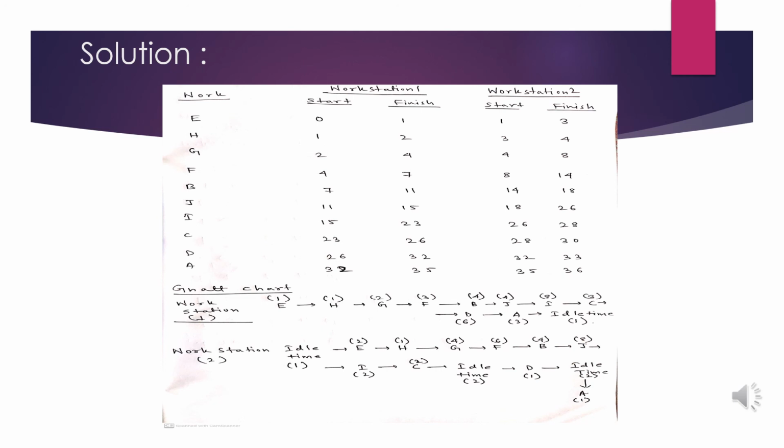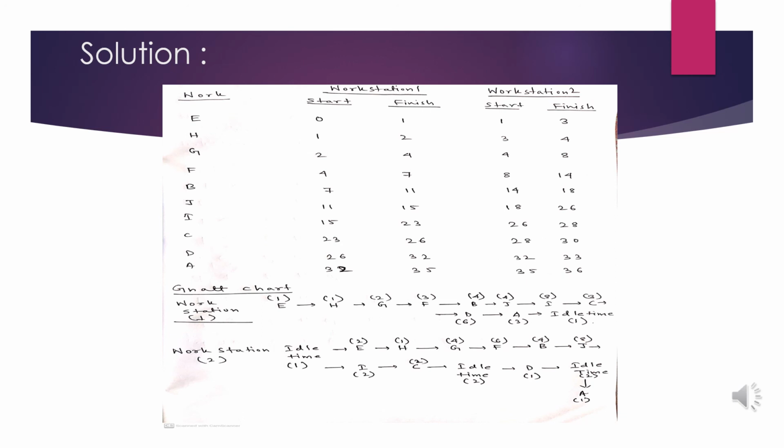Simultaneously H will start at 1 and finish at 2. G will be starting at 2. It has a processing time of 2, so it will be finishing at 4. F will be starting at 4, processing time of 3, ends at 7. Simultaneously we have the following works: B starting at 7 and ending at 11. J has a starting of 11 and an ending of 15. I has a starting of 15 and an ending of 23. Simultaneously A, the last work, will have the starting time of 32, processing time of 3, ends at 35.